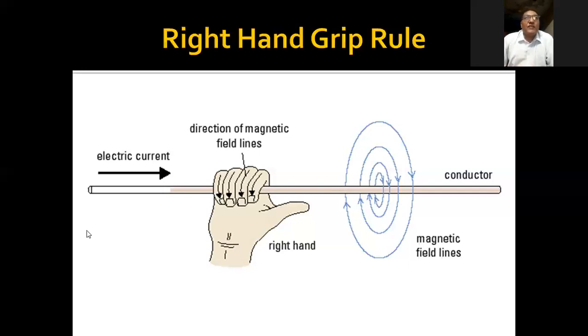And remember one thing, we are talking about the conventional current. Here the word electric current is written, but actually this is not electric current, it's conventional current. Current means conventional current. Again, this is another example of the use of the right hand grip rule. I hope that you are able to use it.